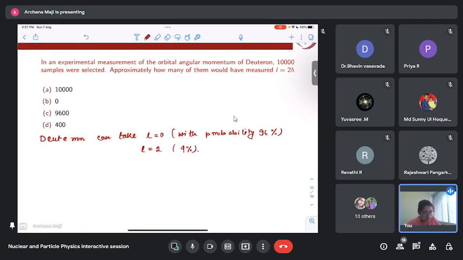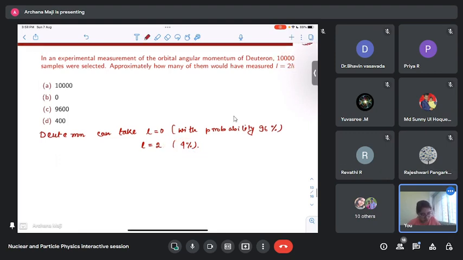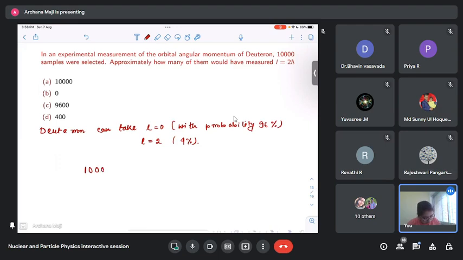So in this problem we are asked how many of them would have measured L equal to 2 h cross. So we need to use this 4% probability on this sample. So 10,000 samples were selected. Out of those, 4% will give the angular momentum 2 h cross. So that means 400.